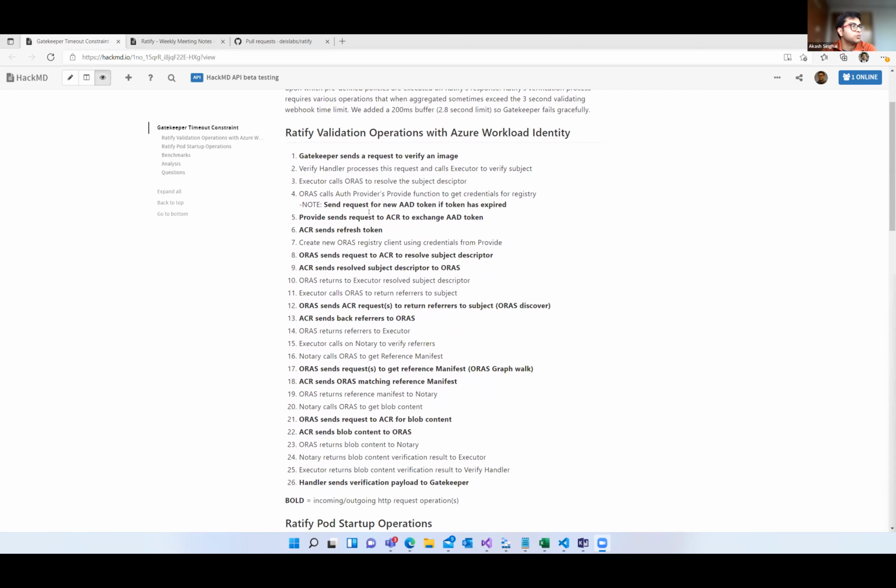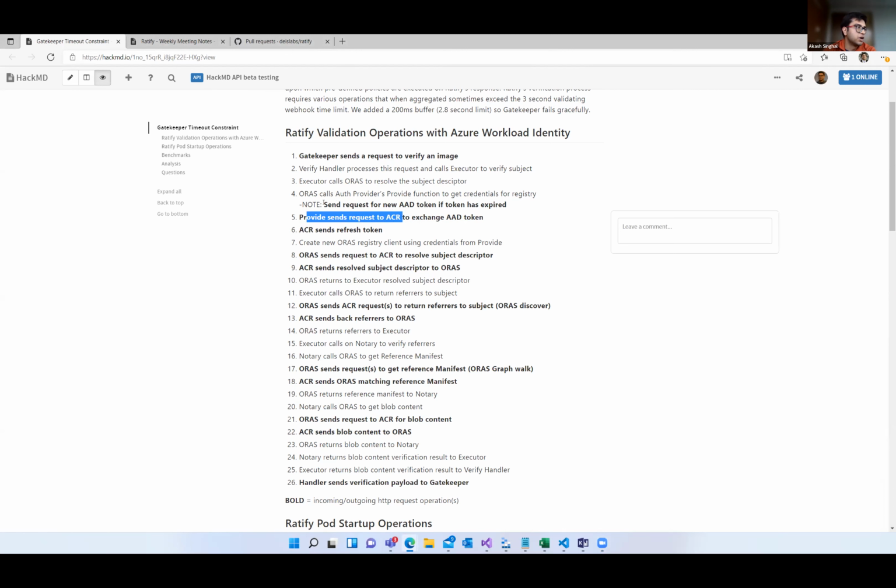So basically, when Gatekeeper sends its validation request to Ratify via the external data webhook, that's when the timer starts. And the first thing that we do from a request-wise standpoint is that we need to essentially exchange the AAD token, which we have previously gotten via a previous exchange on pod startup, and get an ACR refresh token. So that would be step 5 here.